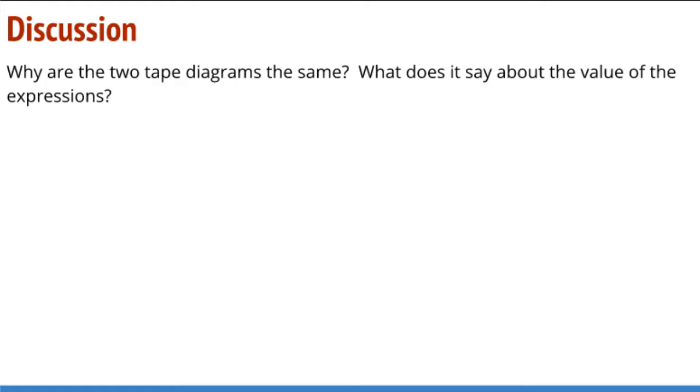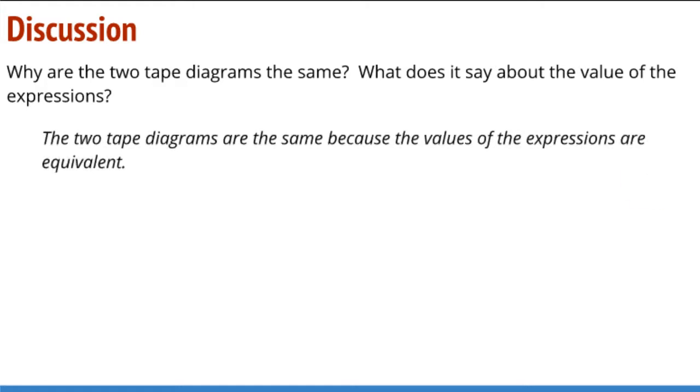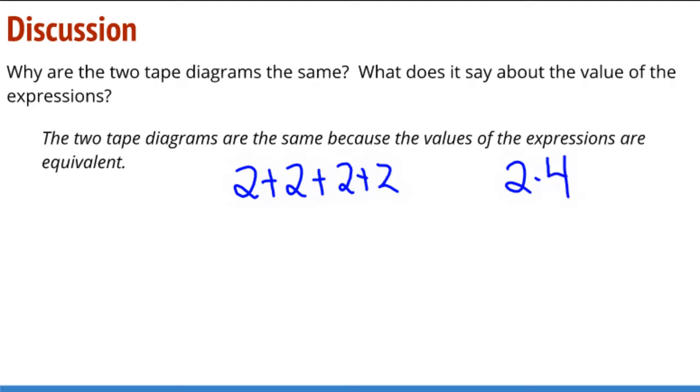And what does that say about the value of these expressions? When you simplify it out, when you actually do 2 plus 2 plus 2 plus 2, or you do 4 times 2, what does that tell us about the value? Well, hopefully it tells us that the two tape diagrams are the same because the values are the same. There isn't a real difference here between 2 plus 2 plus 2 plus 2 and 4 groups of 2. The value is the same. They're both 8.